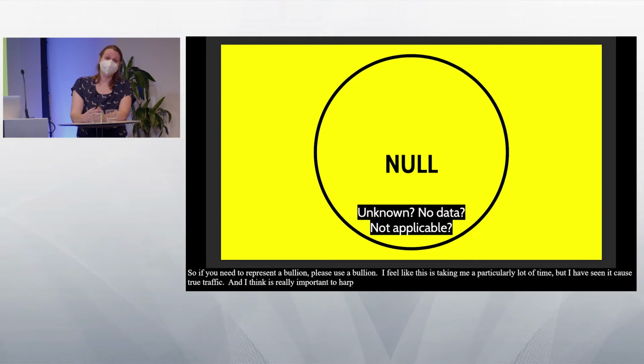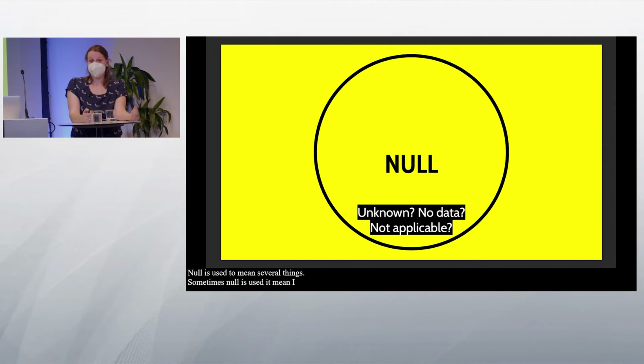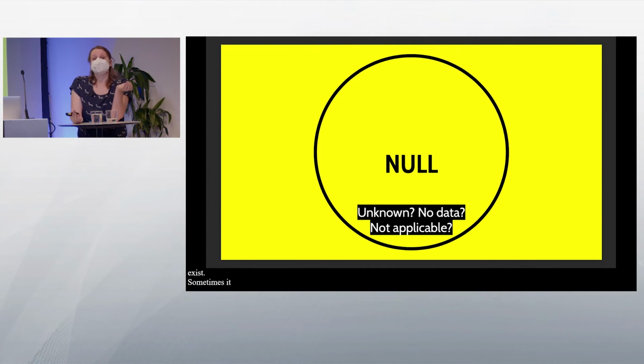Null. Null has a special place in my heart. Null is used to mean several things. Sometimes null is used to mean I don't have this data. It exists, but I don't have it. Sometimes null is used to mean that this data does not exist. Sometimes it's used to mean this field is not applicable to this situation.